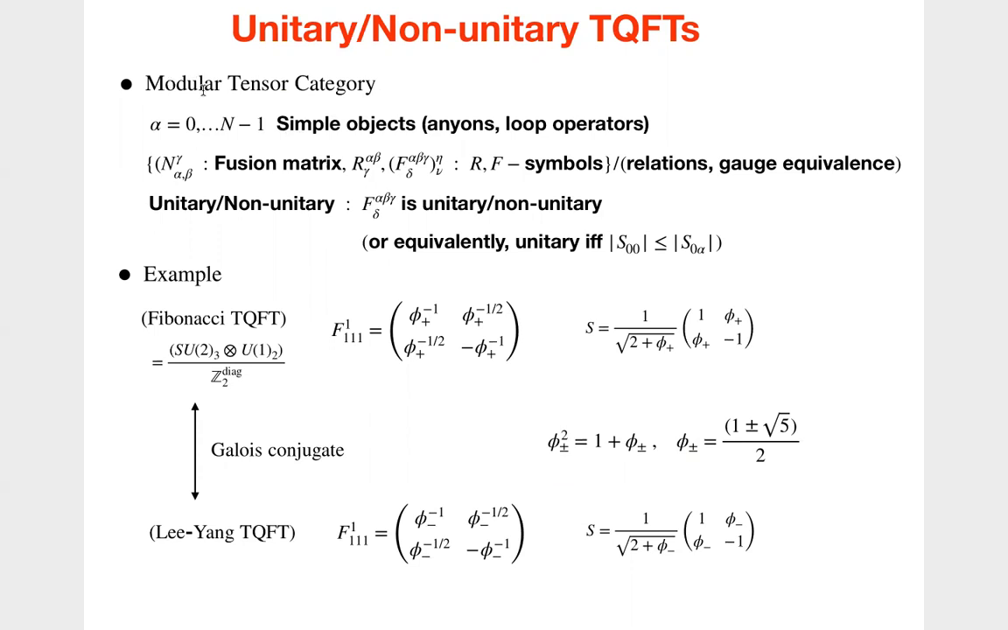So for the modular tensor categories, there are simple objects labeled by alpha from 0 to n minus 1, and this characterizes the type of the anyons or loop operators. And there are some symbols with some relations. When all the symbols are unitary, we call this a unitary TQFT, and when some of them are non-unitary, such as when the F matrix is non-unitary, then we call this a non-unitary TQFT. And the information of unitary versus non-unitary is encoded in the S matrix in this way.